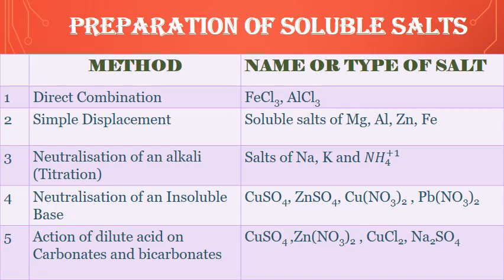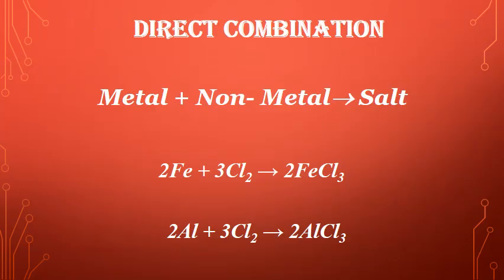Action of dilute acid on carbonates and bicarbonates. So a reaction with metal carbonates and dilute acid will give us certain salts, and we use this method for preparing salts like again copper sulfate, zinc nitrate, copper chloride, sodium sulfate. So if we are asked to prepare salt from a carbonate, we use this method, or a bicarbonate, we use this method. So now let's go into a detailed analysis of all the methods of preparation.